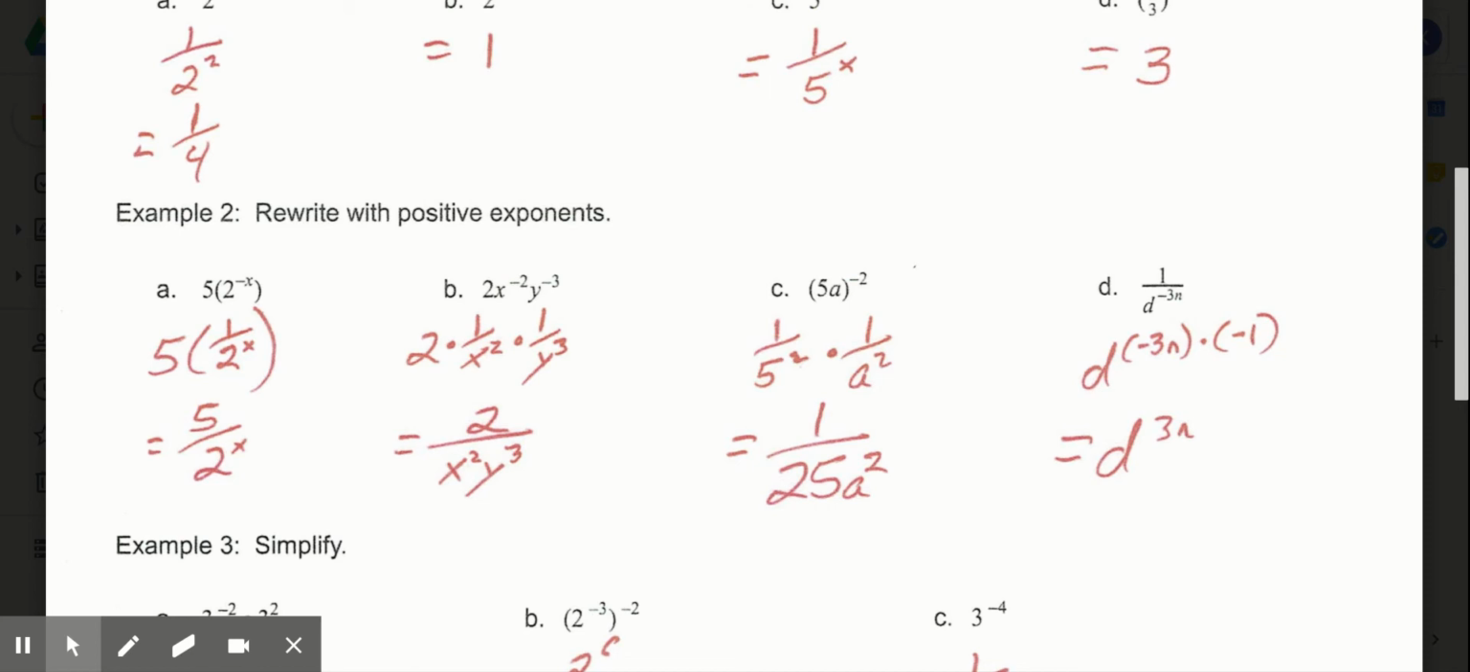In C, the 5 and the a are in parentheses, so both are going to the negative 2 power. So I can split them and put them both below 1. So I have 1 over 5 squared times 1 over a squared. 5 squared on bottom is 25, so that would give us 1 over 25 a squared.